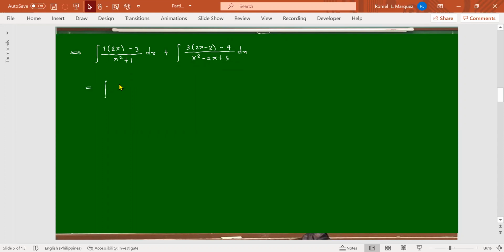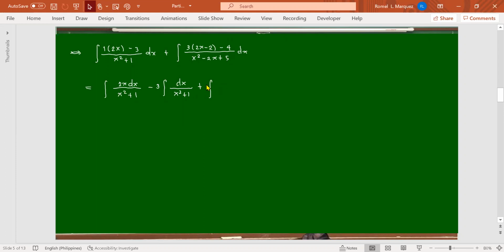integral of 2x dx over x squared plus 1, leading to a logarithmic function. Then minus 3 times the integral of dx over x squared plus 1, leading to inverse trigonometric tangent. Then plus, for the second integral, we have this, no?